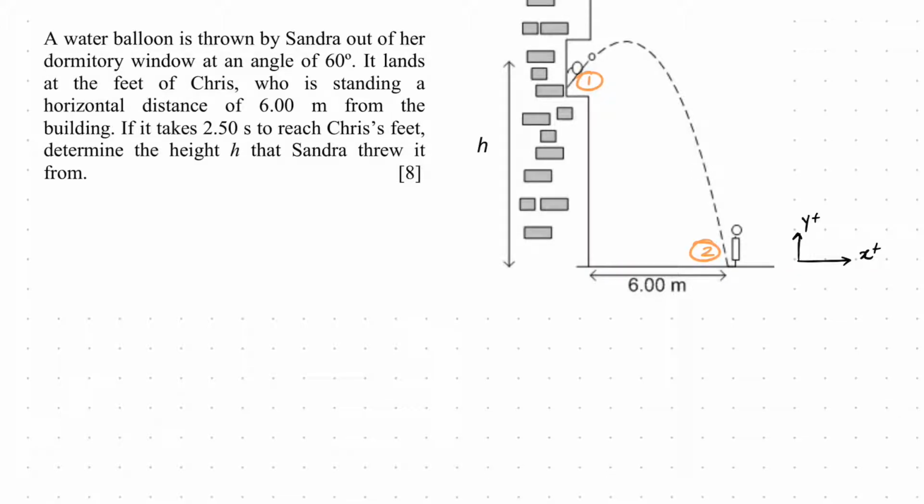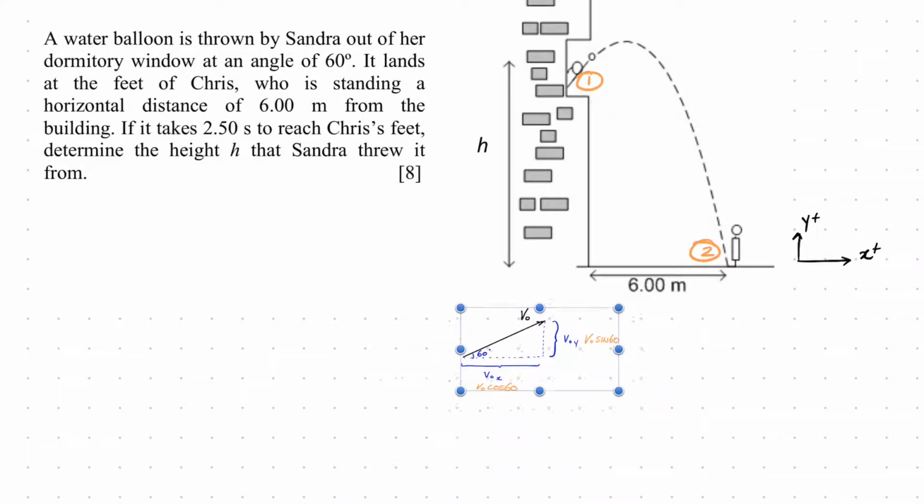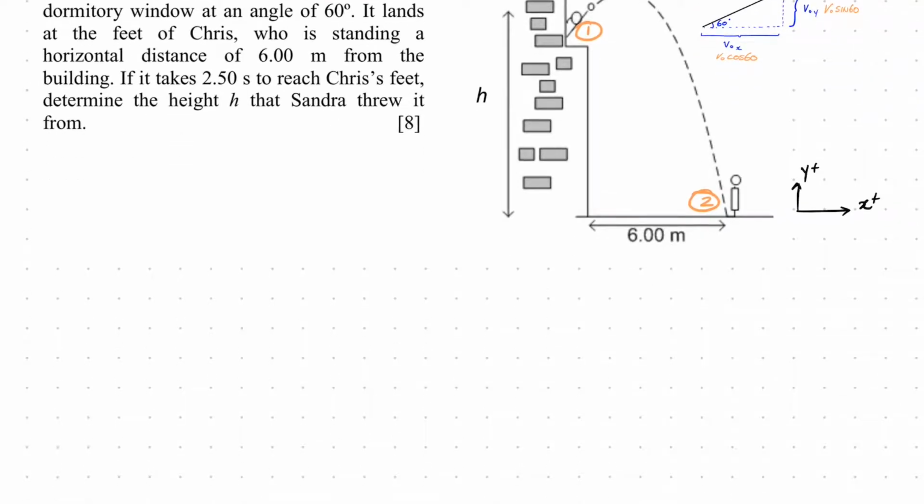lands at Chris's feet. At moment in time 1, Sandra throws the water balloon out the window with some initial velocity. We're not told what the initial speed is, so let's just use an algebraic expression of v naught to represent the magnitude of that velocity vector. Breaking it down into its x and y components, we know we have an angle of 60 degrees. Therefore, its x component will be v naught cosine 60, and its y component will be v naught sine of 60. We'll put that off to the side for future reference.